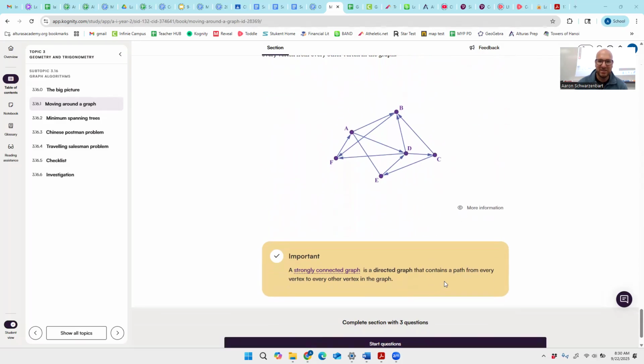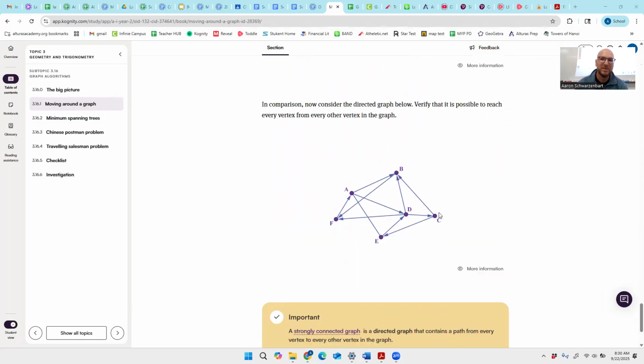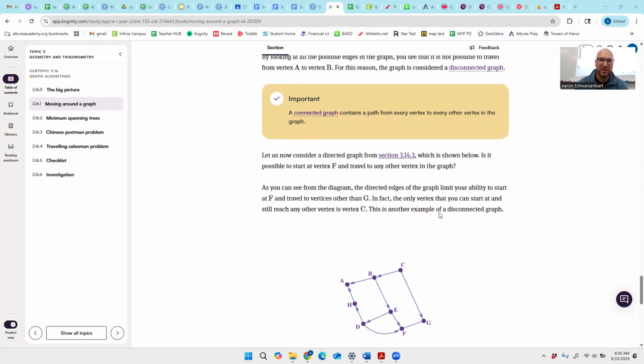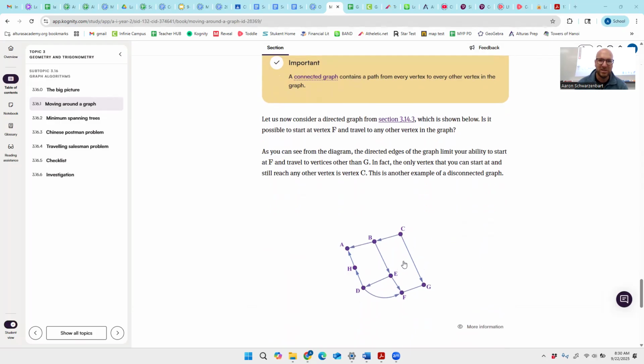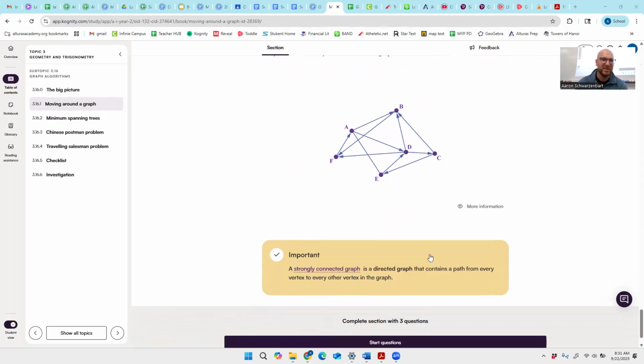A strongly connected graph is a directed graph that contains a path from every vertex to every other vertex. A connected graph is not necessarily directed. Now, the one that they showed you here was not connected, it is directed. Strongly connected has to be directed.